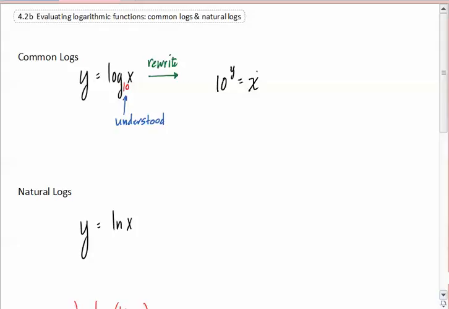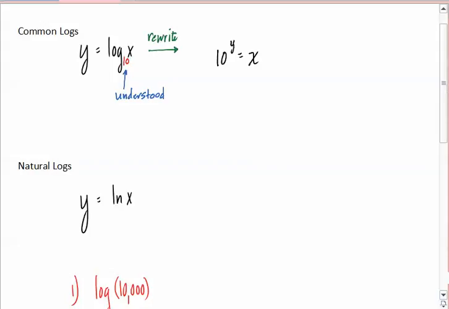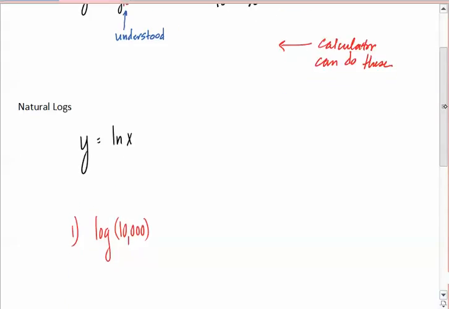Now, that's a common log. Okay, now your calculator will calculate common logs, so it can calculate these kinds. So I'm going to put here, calculator can do these. All right, the calculator cannot calculate a log other than a common log or a natural log. So let's take a look at the natural logs.